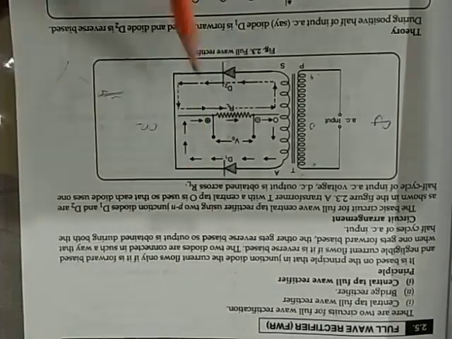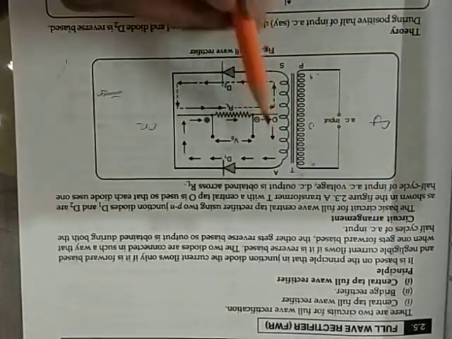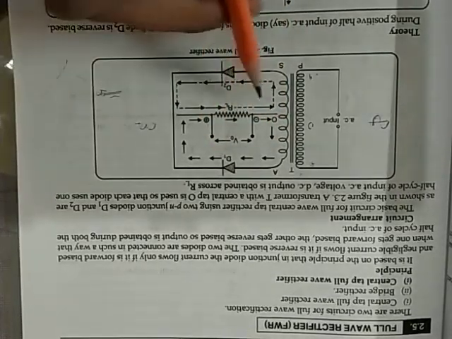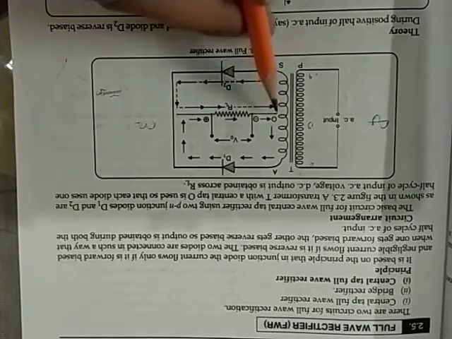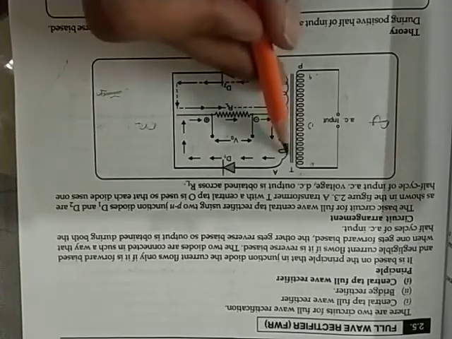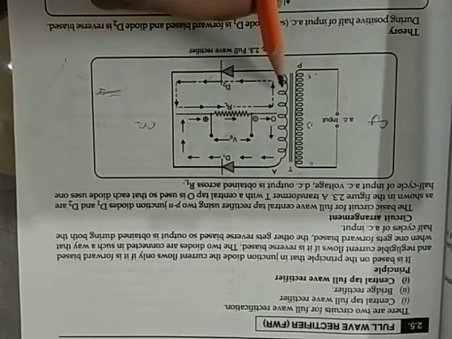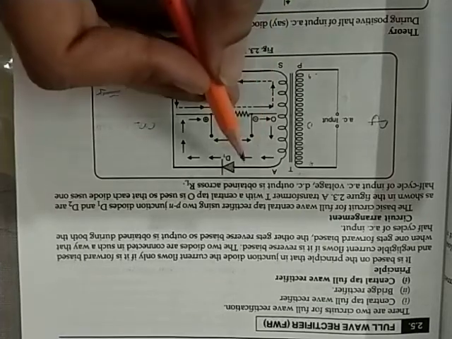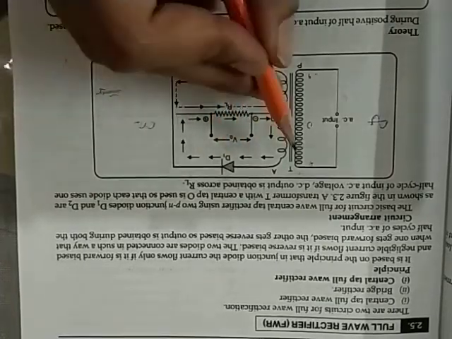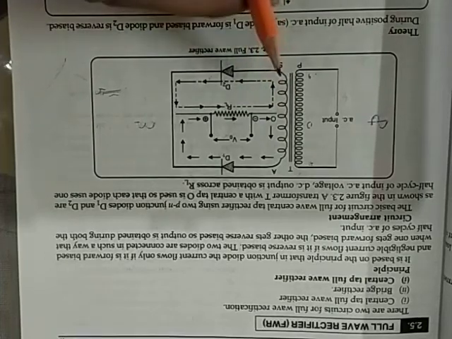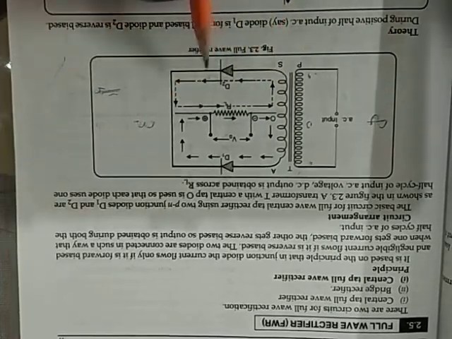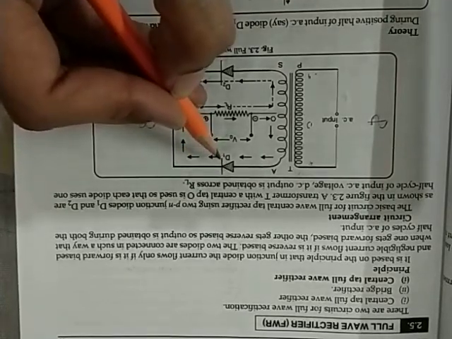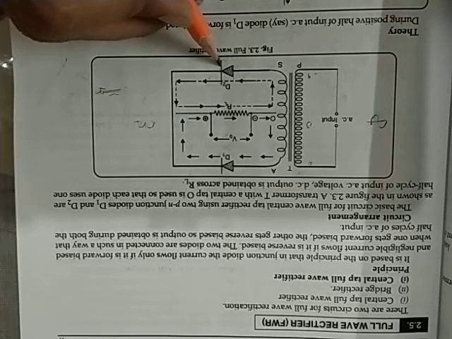And here you can see that center tapping means the secondary of the transformer has been center tapped. So this point is at the center of the turns, because if, suppose, it has 6 turns, 3 turns would be included in the upper circuit, and the last 3 turns would be included in the lower circuit. And here 2 diodes have been used. This diode is named D1 and this diode has been named D2.